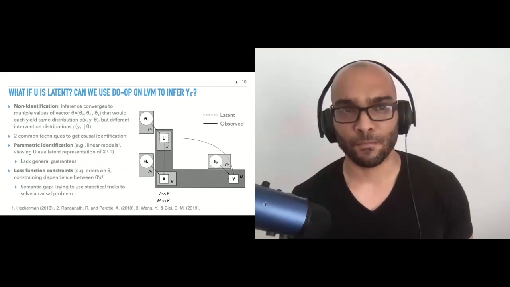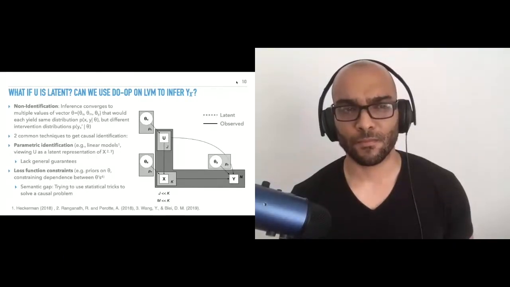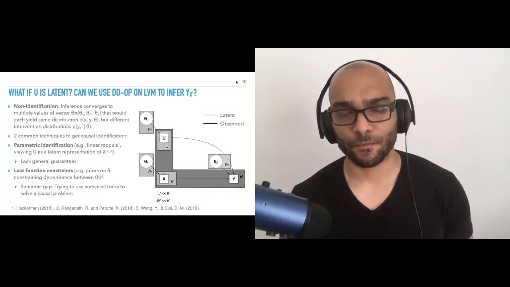Non-identification here means that the inference algorithm converges to multiple values of the vector theta, and these values would each yield the same joint distribution on x and y, but different intervention distributions on y sub x prime. There are two approaches: parametric identification and identification through loss function constraints. Parametric identification relies on how the conditional distributions between the variables are modeled. For example, we might assume a linear model, or that u is a lower dimensional continuous latent representation of a higher dimensional binary x, as one might see in unsupervised learning. Parametric identifiability requires the parametric assumptions to carry a lot of weight.